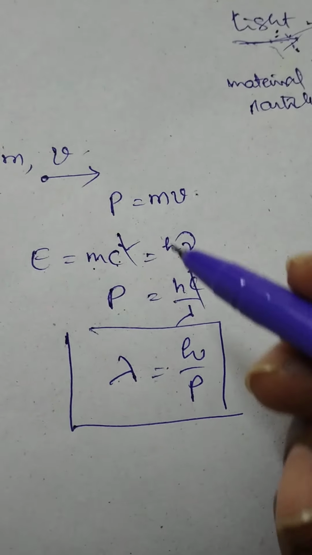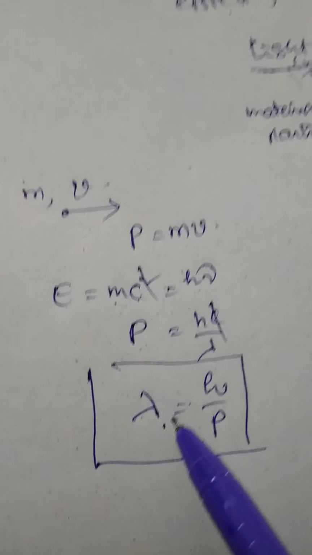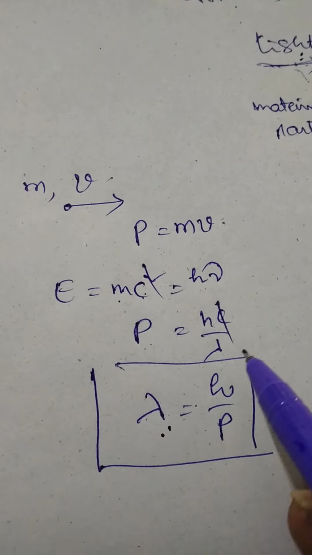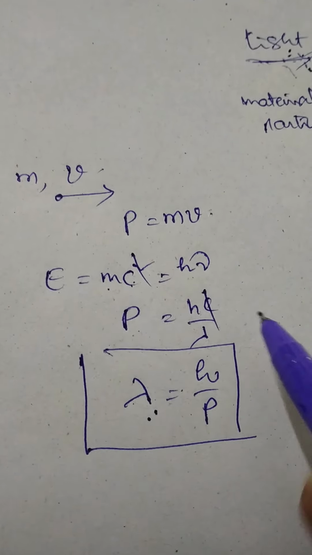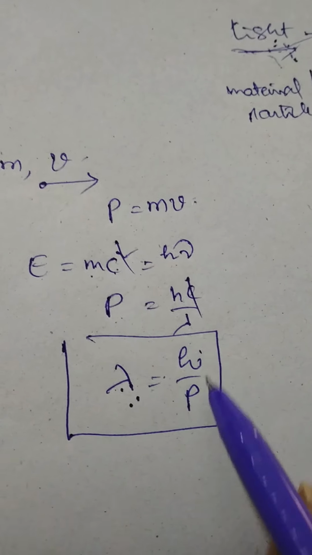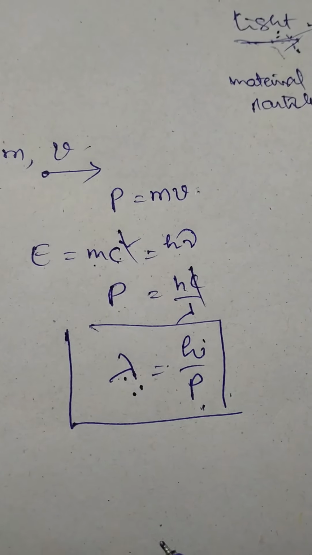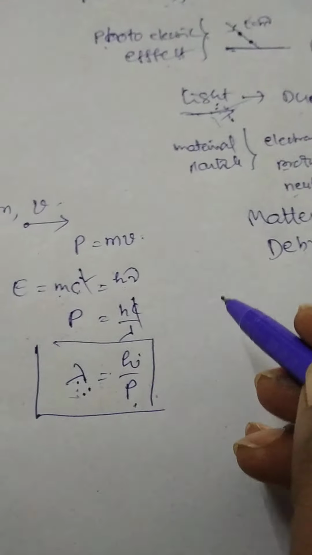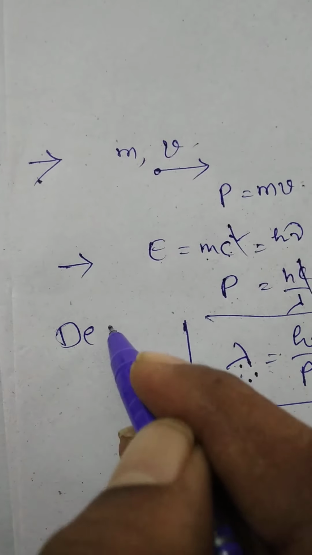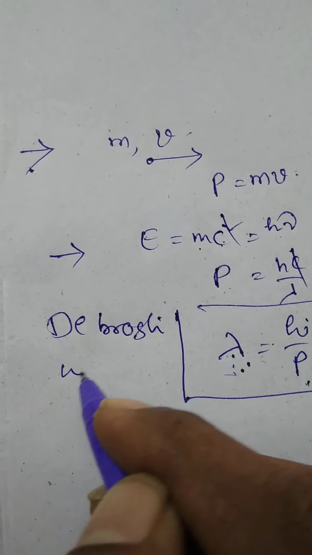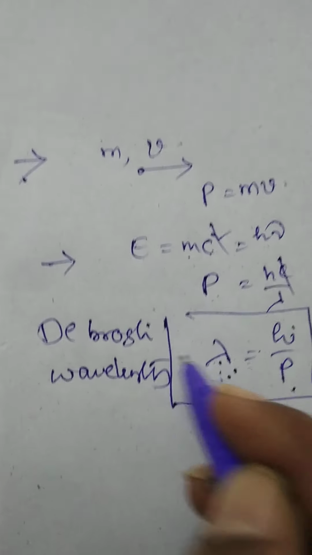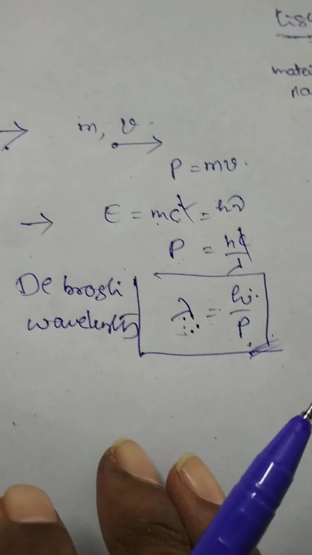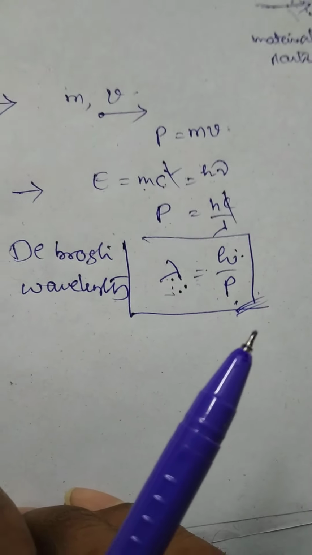Lambda means wavelength. Whose wavelength? Wavelength of the photon. Photon means it is a particle. If the particle behaves like wave nature, its wavelength lambda should be equivalent to h by p, where p is the momentum. This lambda is also called the de Broglie wavelength. So simply, de Broglie wavelength lambda is equal to h by p. This is the general formula for de Broglie's wavelength.